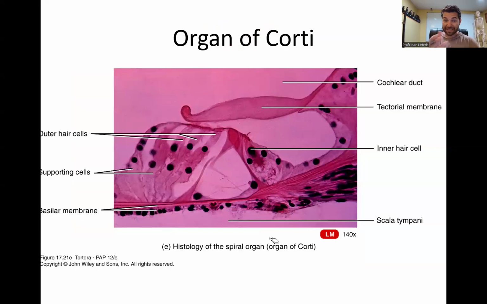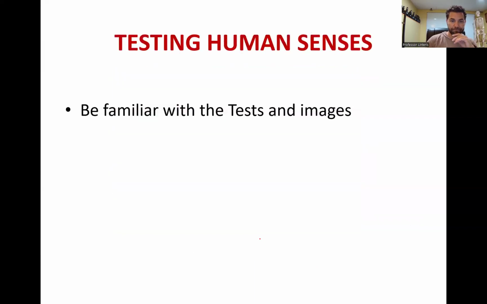This shows some detail. I don't really have a good histology slide of this, that's why I use this, of those hair cells and that tectorial membrane, cochlear duct, and things like that. But this is the organ of Corti. Now, we're almost done.